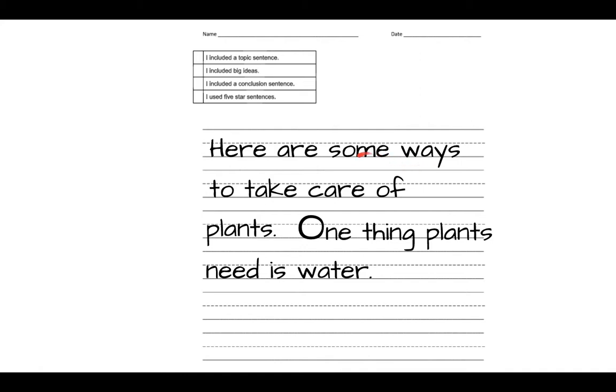Again, before moving on, I need to make sure it's a 5-star sentence. It's got a capital letter at the beginning. It's got punctuation. It's got a who, and it's got a what. It's my full sentence. One thing plants need is water. So now that I have that and I've ended it with a period, it's a full sentence, then I can move on to my next big idea.